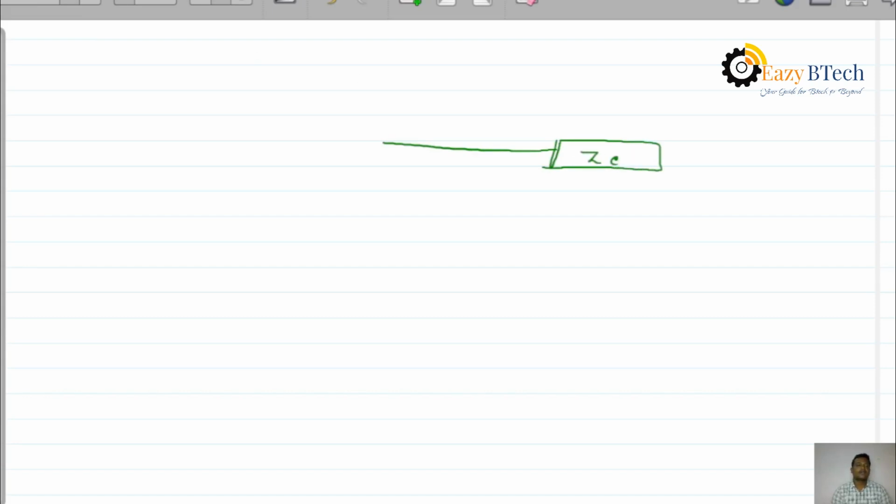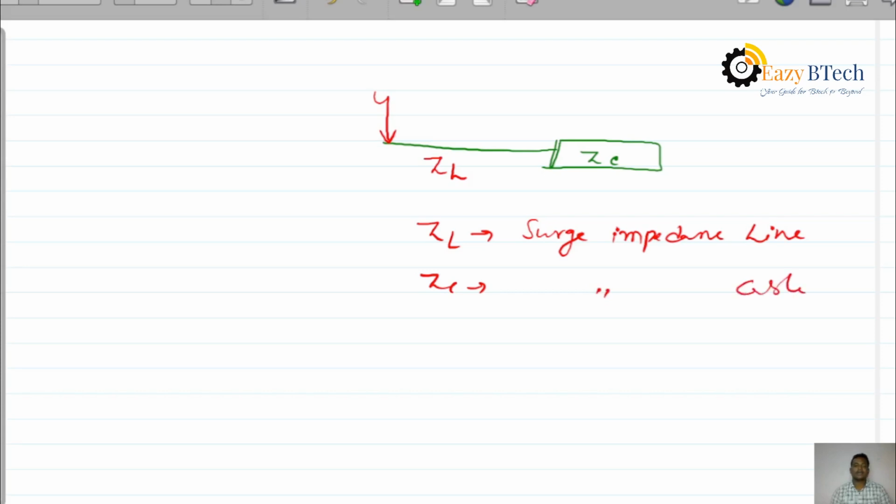If the surge is induced in the overhead transmission system, I am representing ZL as the surge impedance of the line, and ZC is the surge impedance of the cable. Keep that in mind. Now we will discuss the line connected to a cable.